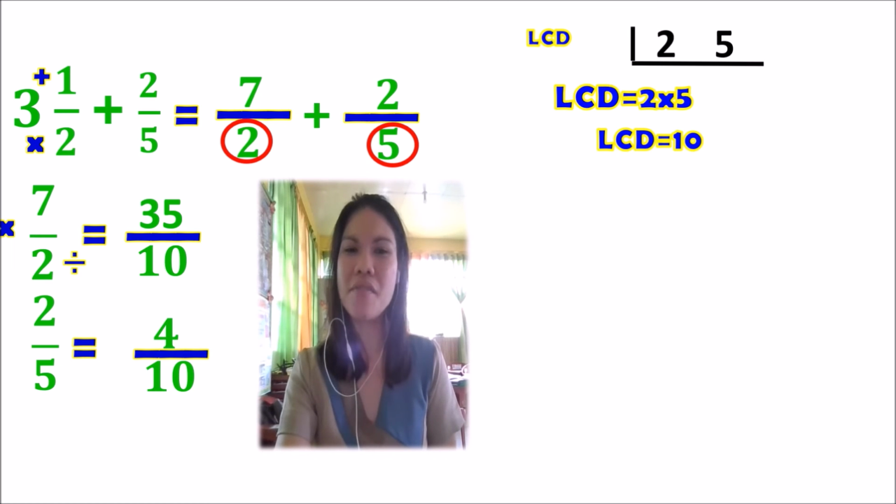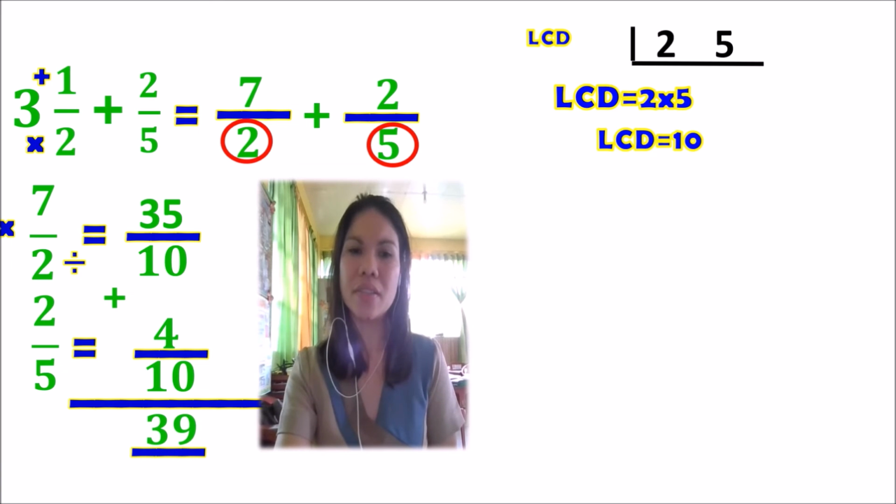So we now have our similar fractions. We are now ready to do our addition since our givens are already in similar fractions form. Now we have 35 plus 4 is equal to 39. And then of course, we are just going to copy our denominator. But as you can see, our answer is an improper fraction. So we need to simplify it into a mixed number.